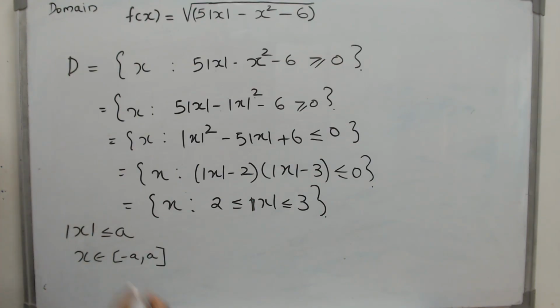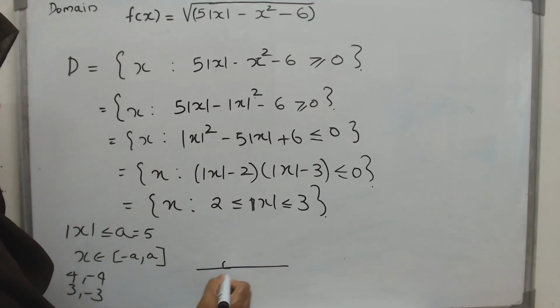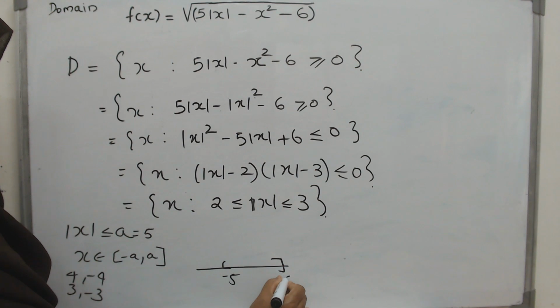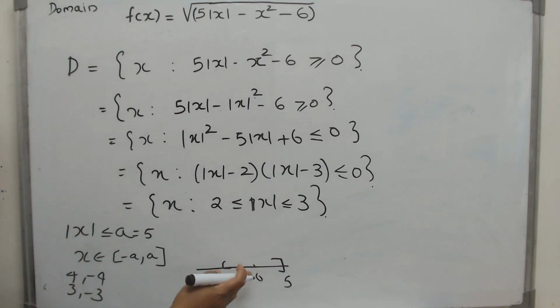Take 5. Take a is equal to 5. What will be all of those numbers whose mod value is less than 5? What are those numbers? Give me 4, minus 4. 3, minus 3. It is all of those numbers from minus 5 to 5. All the numbers with 0 in between.